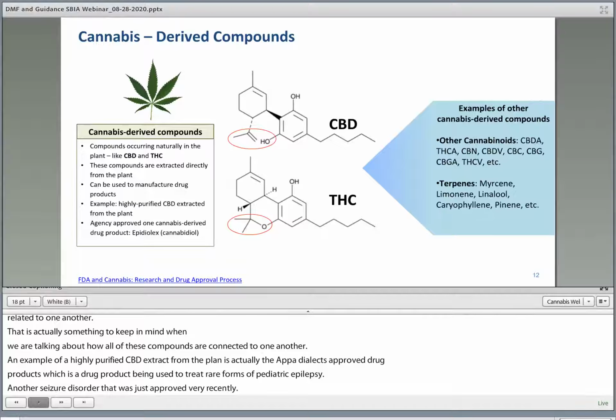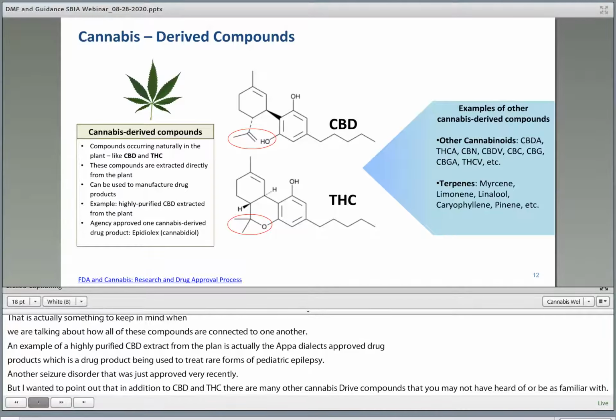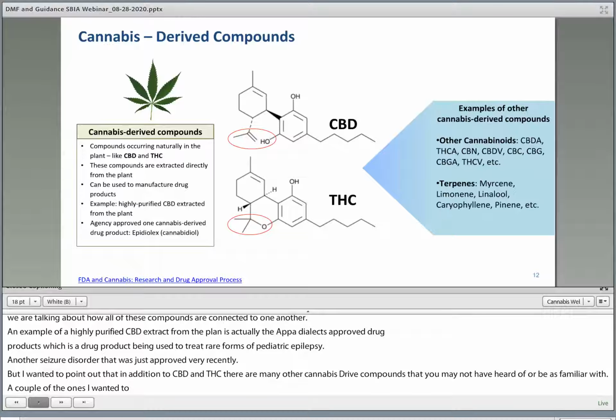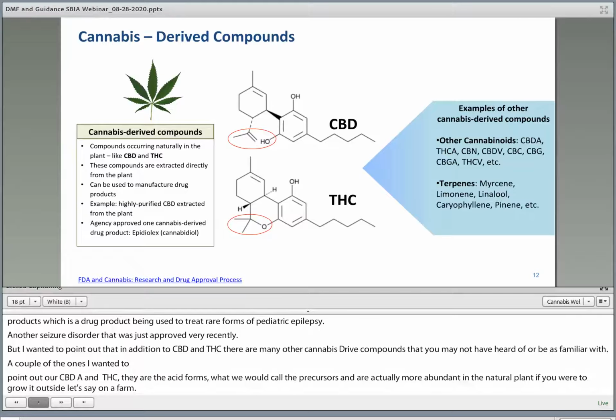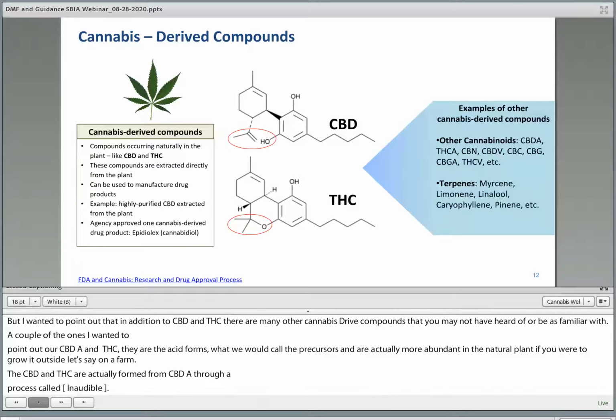A couple of the ones I wanted to point out are CBDA and THCA. Those are actually the acid forms of CBD and THC. They're what we would call the precursors. They're actually more abundant in the natural plant if you were to grow it outside, let's say, on a farm. The CBD and THC are actually formed from CBDA through a process called decarboxylation.